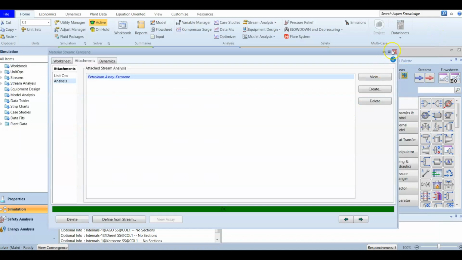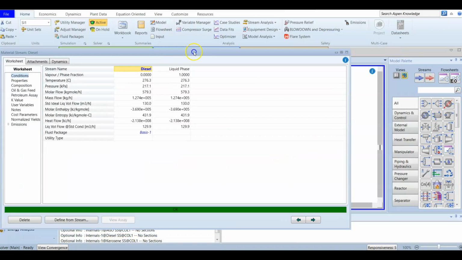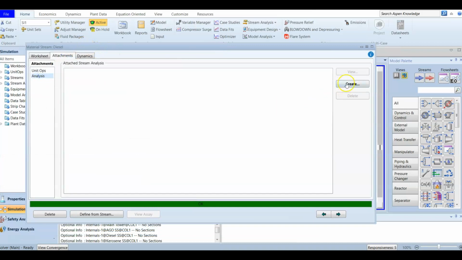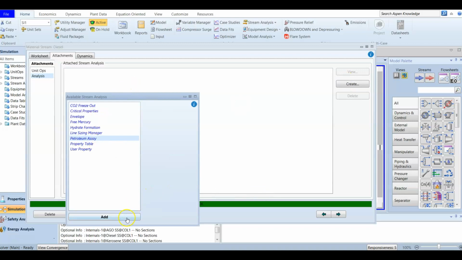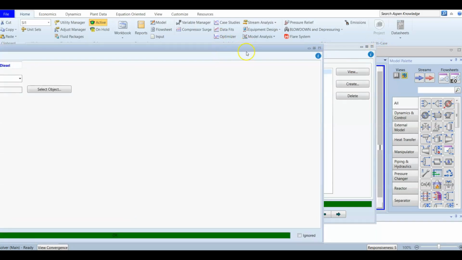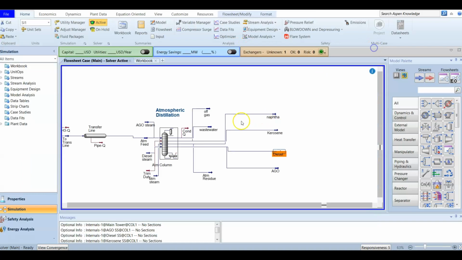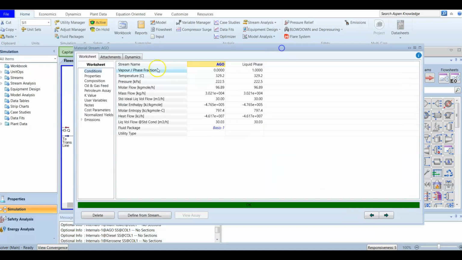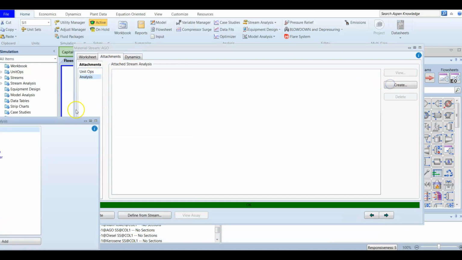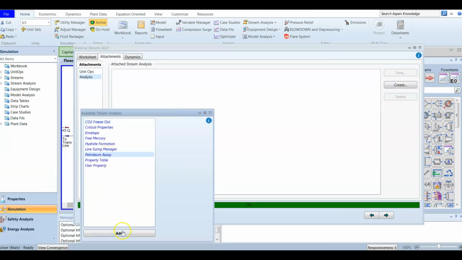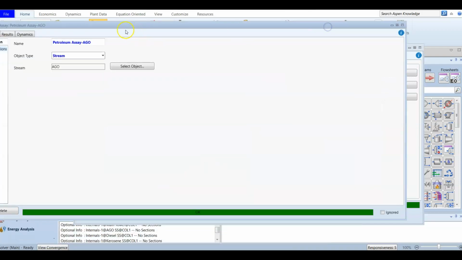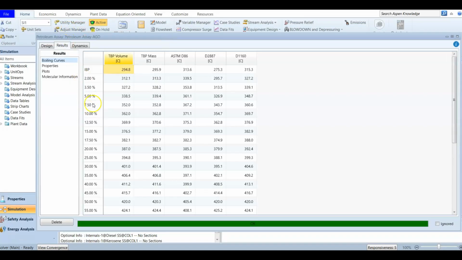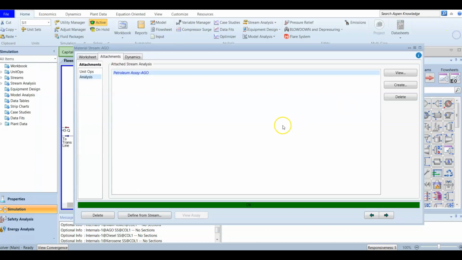Okay, for diesel we will follow the same procedure and create petroleum assay and add. Okay, you can again go to the results and check for AGO, attachment analysis, create and petroleum assay, add. And now we have these results, and for the 5% here, actually temperature, the more we go down the column, the more you find higher temperatures. Okay, so now we can load this one.